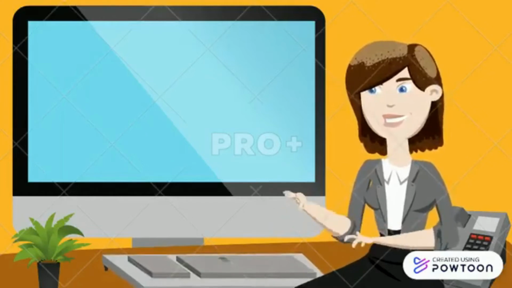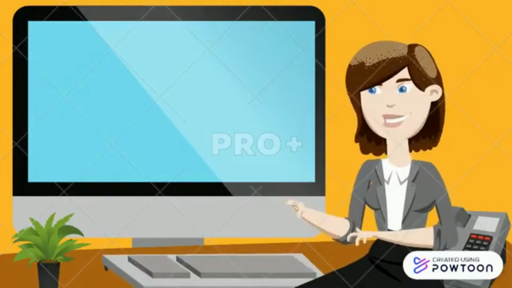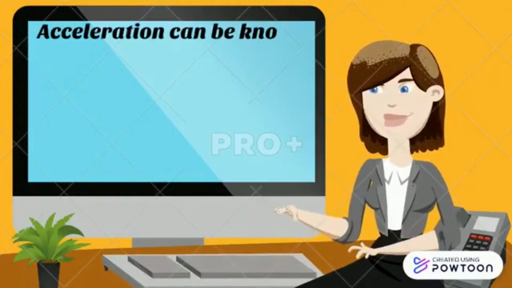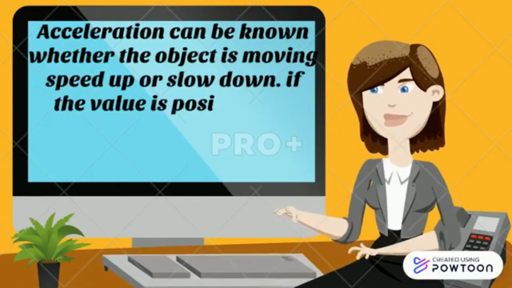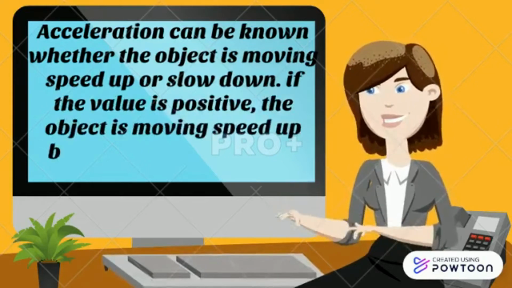Acceleration can be known whether the object is moving speed up or slow down. If the value is positive, the object is moving speed up, but if it is negative value, it is moving slow down.